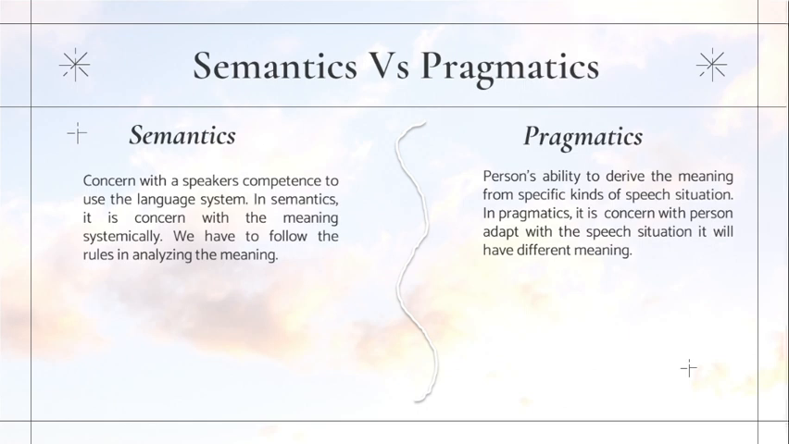And pragmatics, a person's ability to derive the meaning from specific kinds of speech situations. In pragmatics, it is concerned with how a person adapts to the speech situation, so it will have different meanings. In semantics, the focus is on morpheme, word, and sentence. It has a narrow scope because it only deals with the text itself and cannot be used in utterance or conversation. For example, it is cold, and the meaning is the temperature is low.